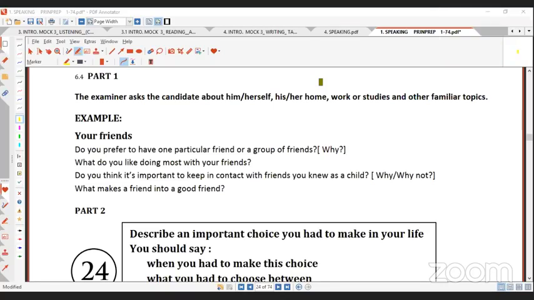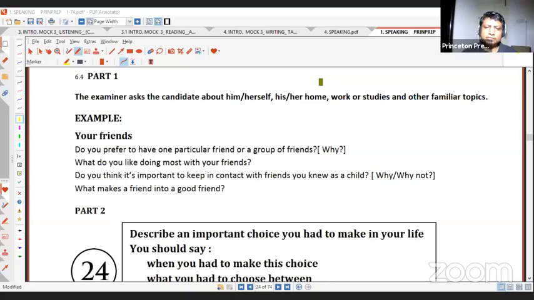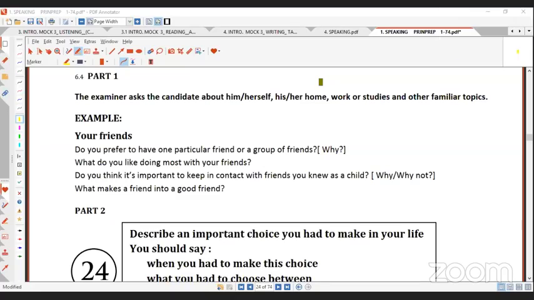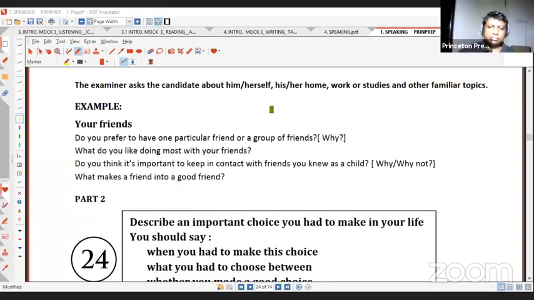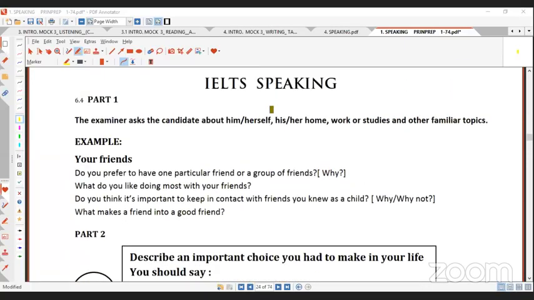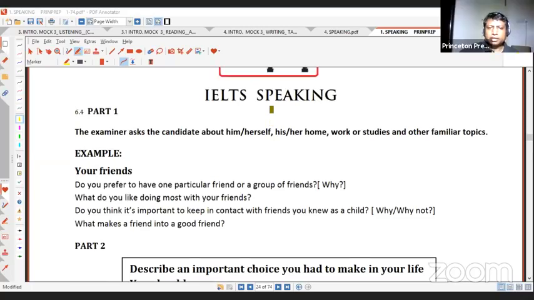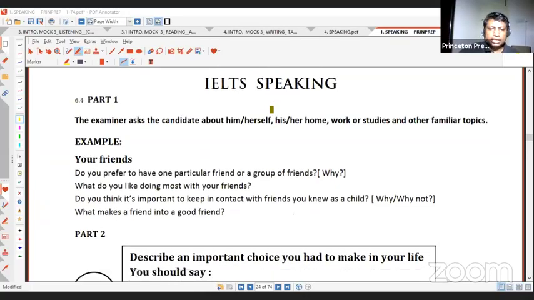But I prefer that one should have a group of friends, from different circles or different professions. It's better, because you need to maintain the relationship with friends. You might need them, and they might need you.